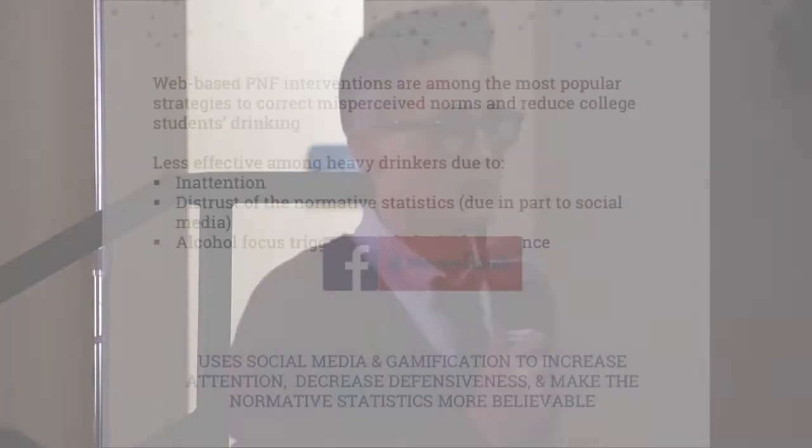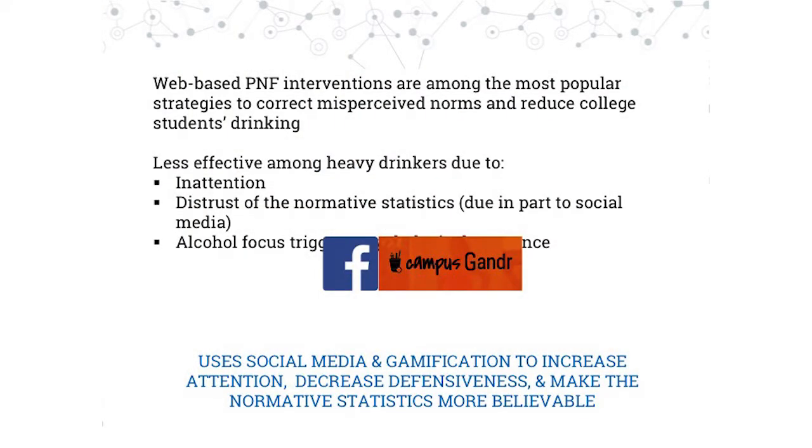We talked about earlier web-based PNF interventions, these little components that are in Alcohol EDU and all these really popular commercial programs. We found that they are the most popular strategy, but they also have limitations that, if we think outside of the box, maybe we can fix. We know they're less effective among heavy drinkers due to inattention and distrust of the normative statistics, due in part probably to what they're seeing on social media. And also the simple alcohol focus of something like Alcohol EDU is going to trigger reactance.